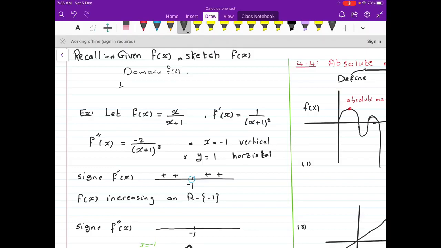And then you find the intervals of increasing, decreasing, and the critical points. وهدول من خلال the first derivative. And you must find the intervals of concavity.